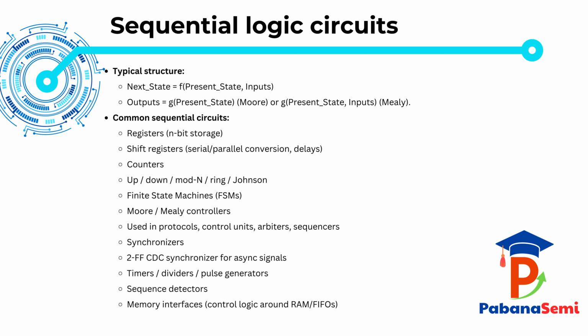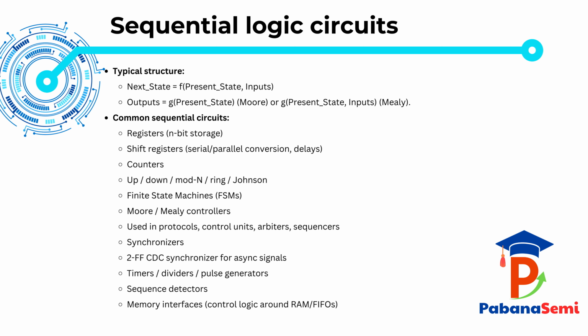Now, let's look at common sequential circuits you will see in digital design. 1. Registers. A register stores multiple bits, like 8-bit, 16-bit, 32-bit storage. 2. Shift registers. A shift register moves data left or right, 1 bit per clock, used for serial to parallel conversion, parallel to serial conversion, and adding delays in digital systems.